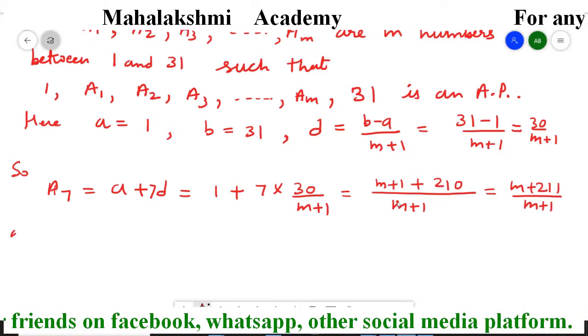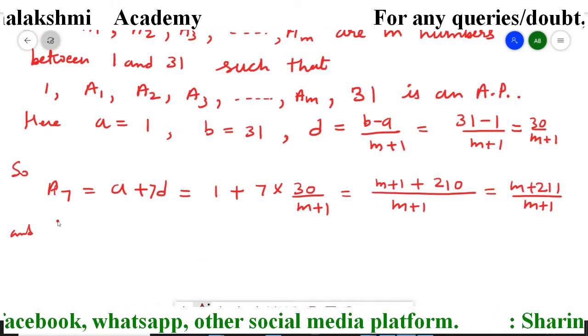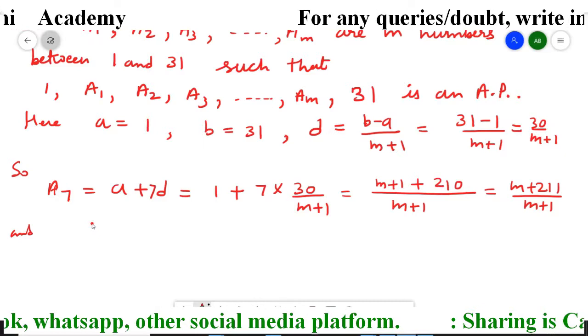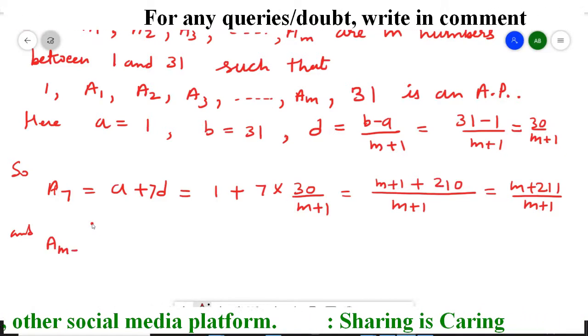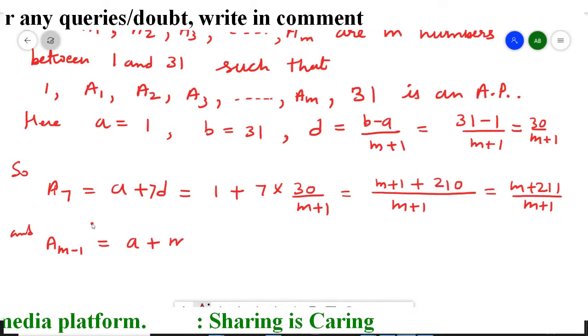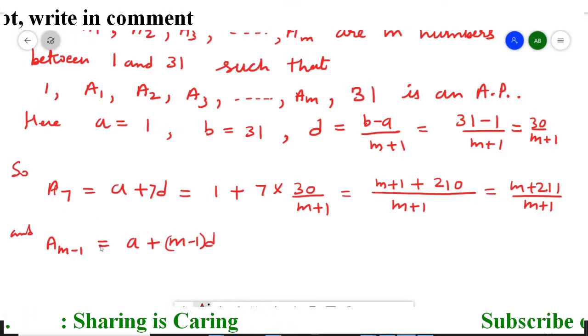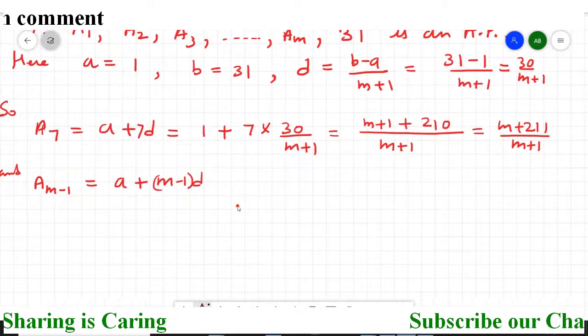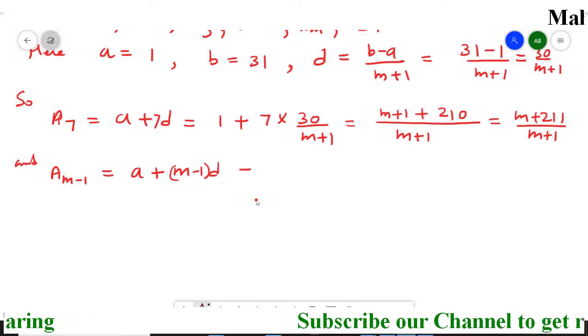In the same way, the 7th term means the 7th mean which we had introduced, and in the same way we are going to find the (m minus 1)th mean, that is A(m minus 1). Its formula is going to be a plus (m minus 1)d, and this formula I am using directly. It is already available in NCERT, so you can go through the formulas, then you can easily understand these questions.